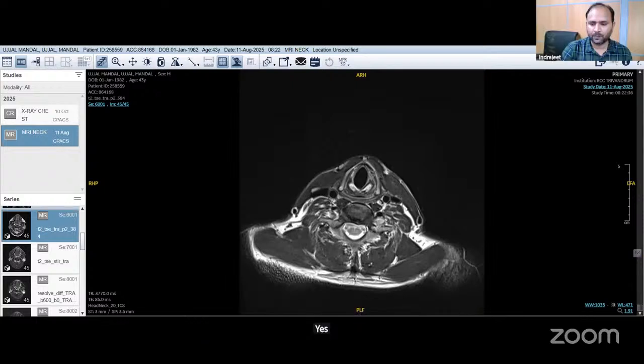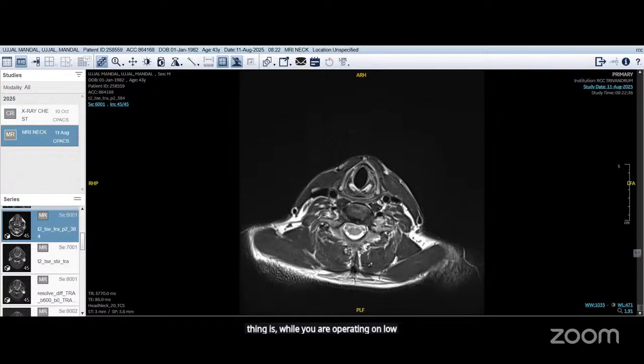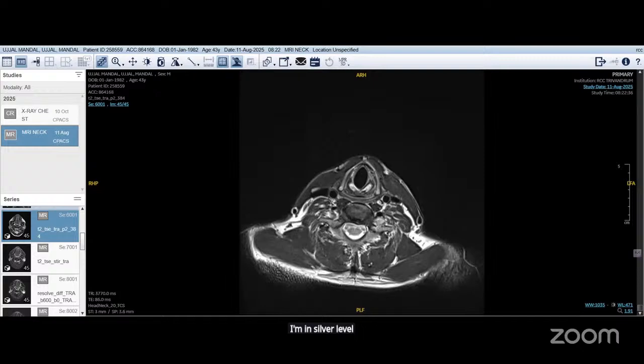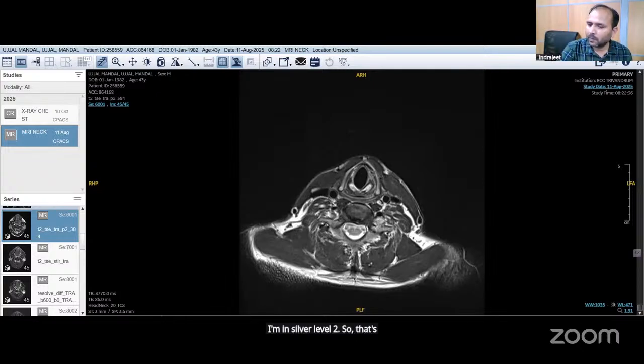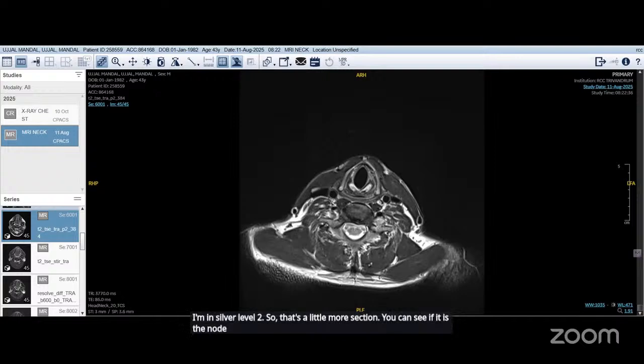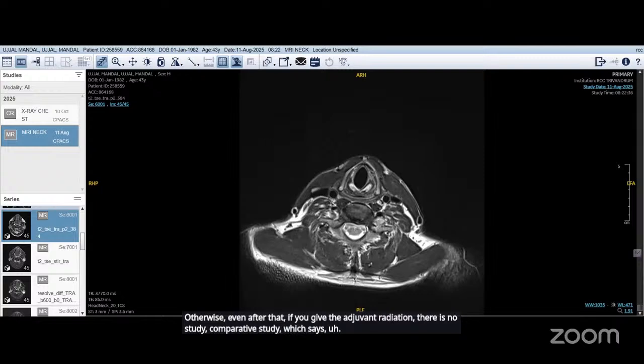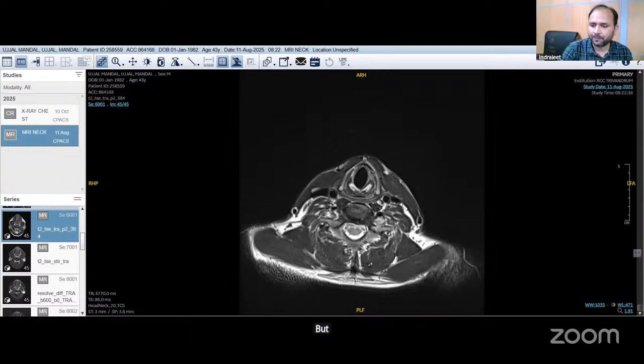Yes. Thing is, while you are operating on a low grade salivary neoplasm, you have to see the level 2 lymph node also. If it is there, send it for frozen. Even if it is not there on the MRI, if you can't see, because you are opening up to the neck, I mean up to level 2, just a little more dissection you can see. If the node is there, you can send for frozen, and simultaneously you can address levels 2 to 4. Otherwise, even if you give the adjuvant radiation, there is no comparative study which says ENI is better than elective neck dissection. If you see the Chen study and Herman's study, but you have to address the neck.